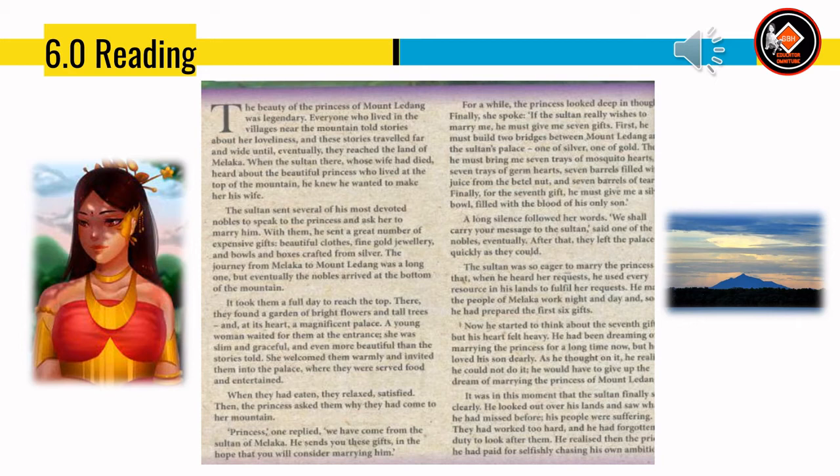Now he started to think about the 7th gift, but his heart felt heavy. He had been dreaming of marrying the princess for a long time now, but he loved his son dearly. As he thought on it, he realized he could not do it. He would have to give up the dream of marrying the princess of Mount Ledang. It was in this moment that the Sultan finally saw clearly. He looked out over his lands and saw what he had missed before. His people were suffering. They had worked too hard, and he had forgotten his duty to look after them. He realized then the price he had paid for selfishly chasing his own ambition.